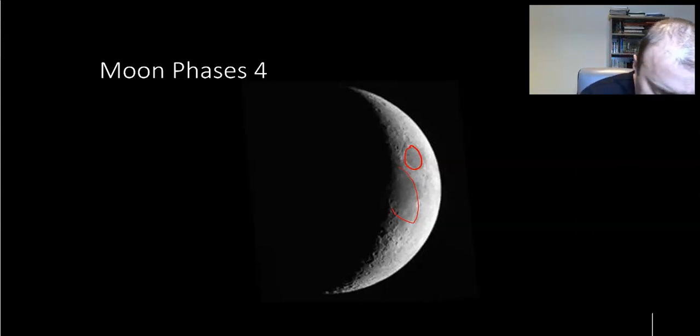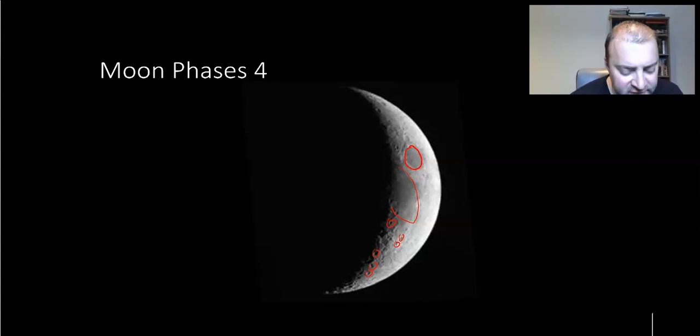Now, just to point out, we still have the same shadow patterns on these craters, okay? And notice on the southern side of the moon, on this bottom side, we do have a lot more craters. There are even more craters than were apparent from our first image of the full moon.